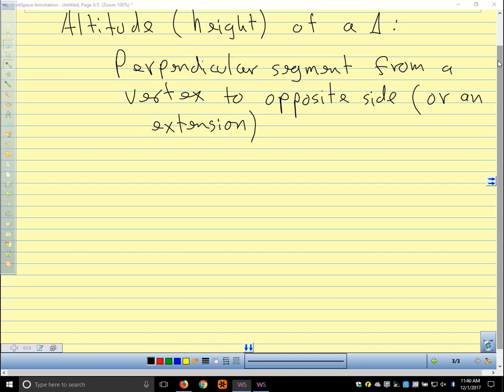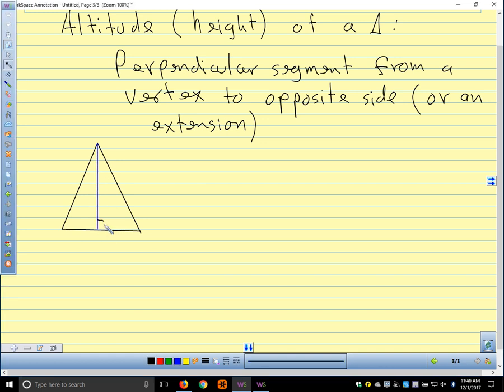And what I mean is, if we have an obtuse triangle, let me draw some triangles here. If we have a nice acute triangle, our height is just this blue segment here. We go from a vertex perpendicular to the opposite side. If we have a right triangle, then a side of the triangle is the altitude. So both of those would be altitudes. This is from a vertex perpendicular to the opposite side.